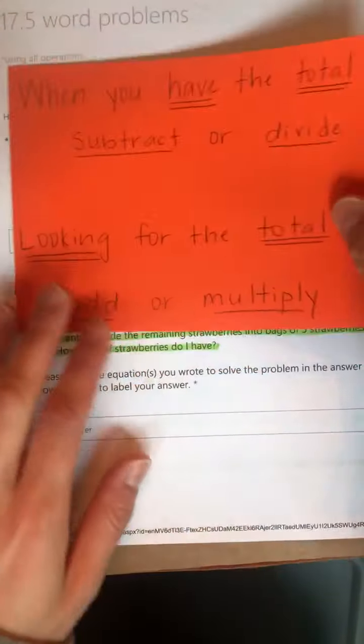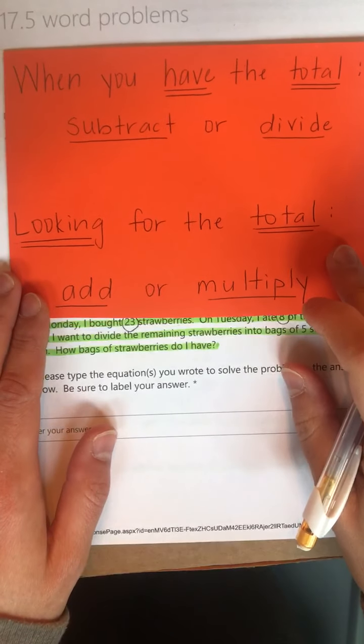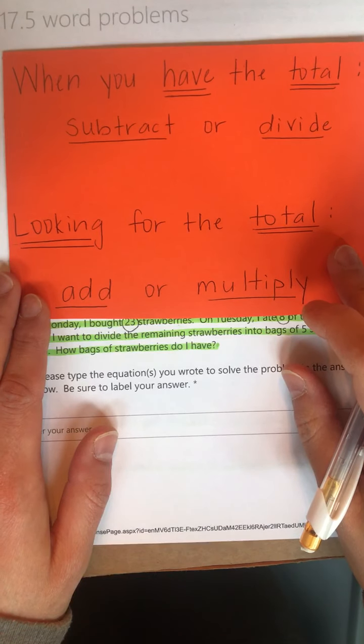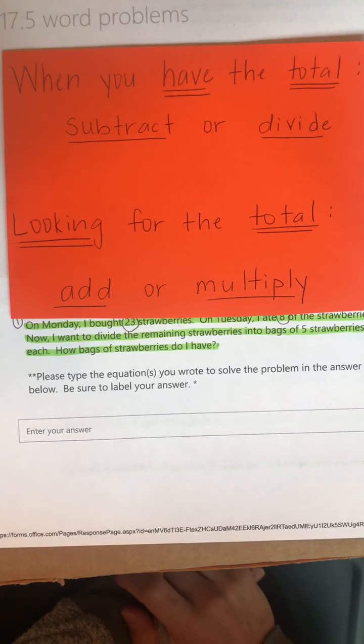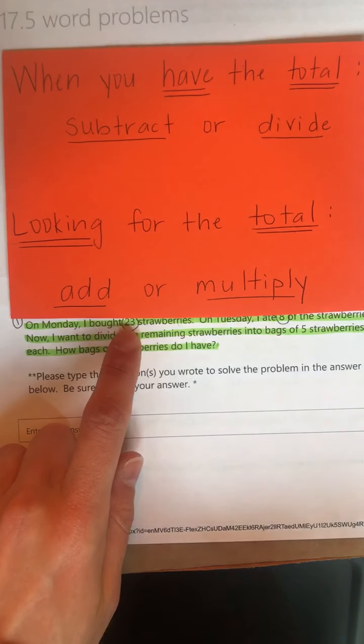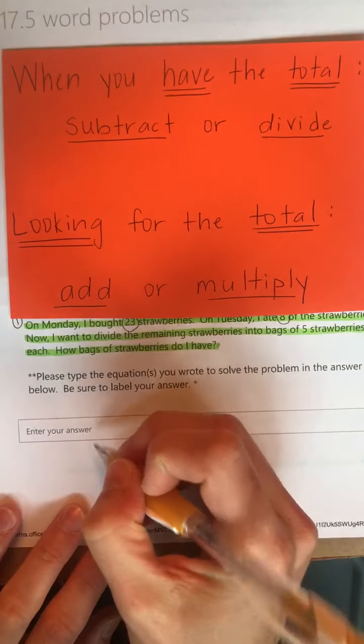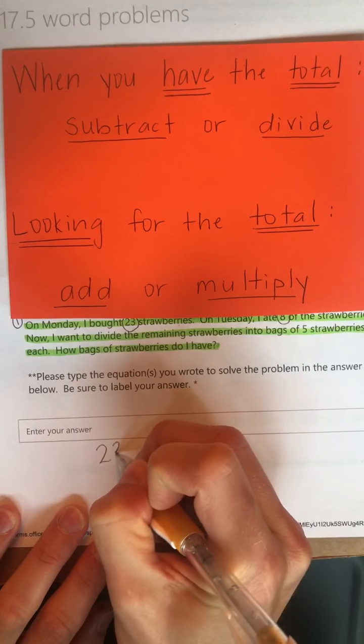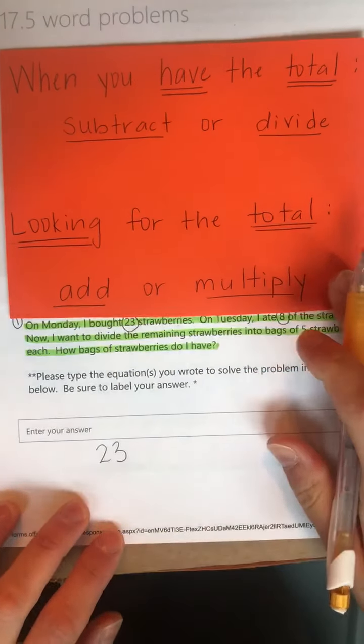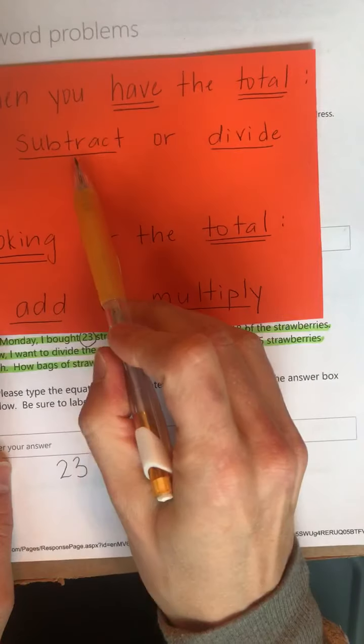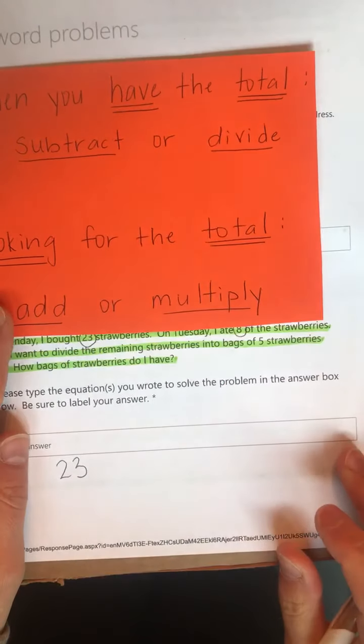So let's take a look at this card. Do we have the total? Do we know the total number of strawberries that you started out with? Yes, we do. Fantastic. We know that you started out with 23 strawberries. So I'm going to write that down here. So we need to decide, are we going to subtract or are we going to divide?